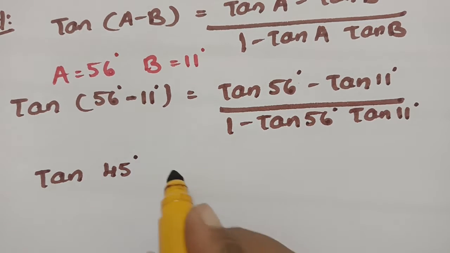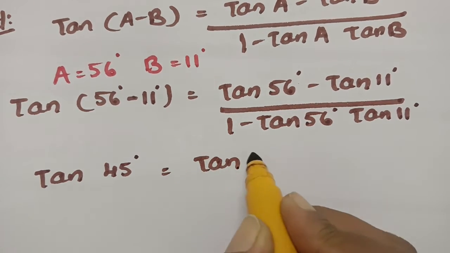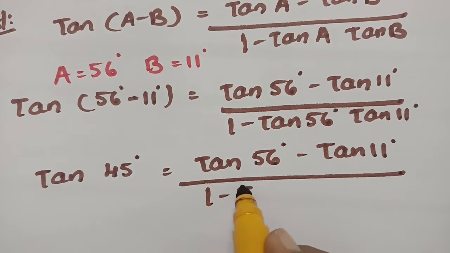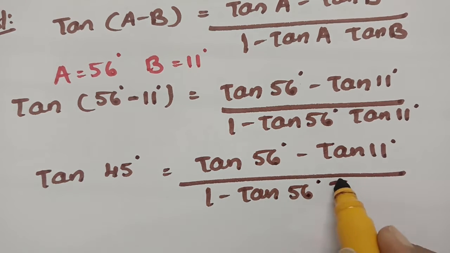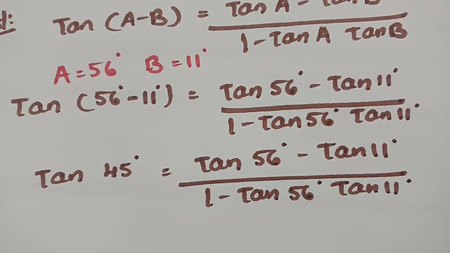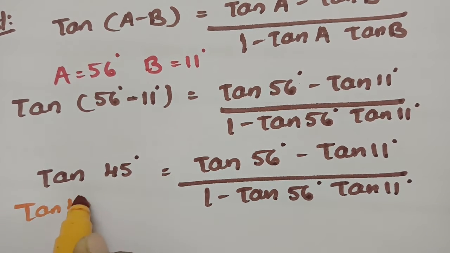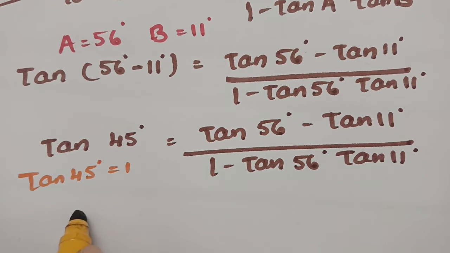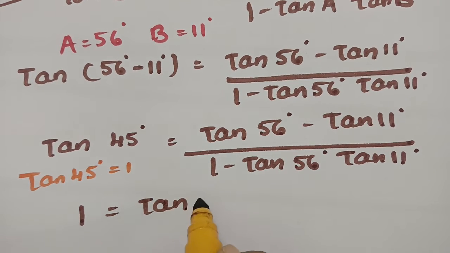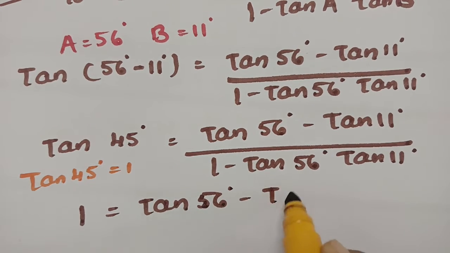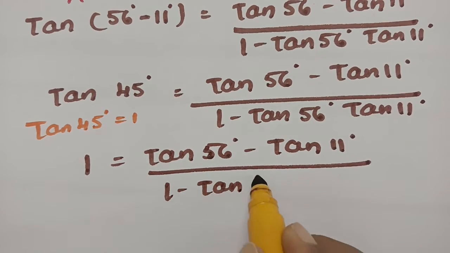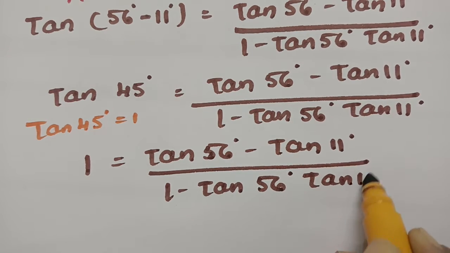Clear? 56 minus 11 is 45, and this value is tan 56 degrees minus tan 11 degrees by 1 minus tan 56 degrees into tan 11 degrees. As you know, the value of tan 45, from the table, is 1. So if I put tan 45 as 1, therefore 1 is equal to tan 56 degrees minus tan 11 degrees by 1 minus tan 56 degrees into tan 11 degrees.